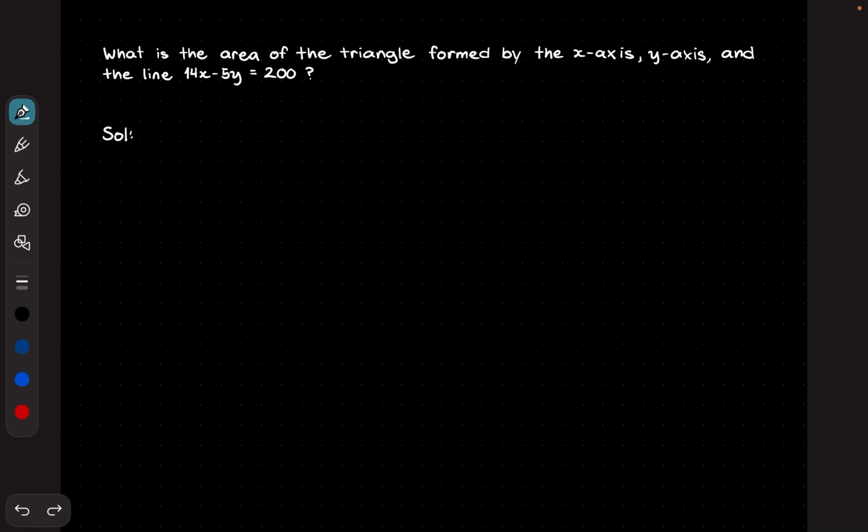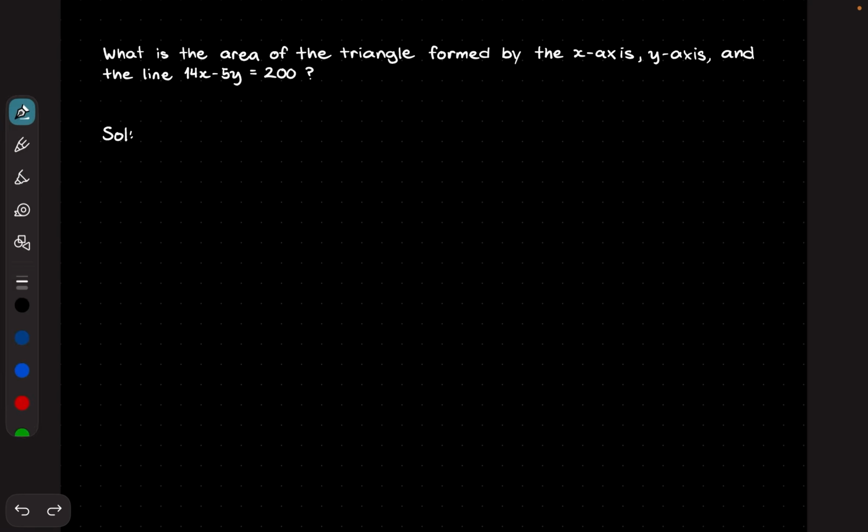In this video, we'll be solving this geometry problem. So we have here, what is the area of the triangle formed by the x-axis, the y-axis, and the line 14x minus 5y equal to 200. So this one is a pretty standard problem, but I suggest that you first try it out on your own.